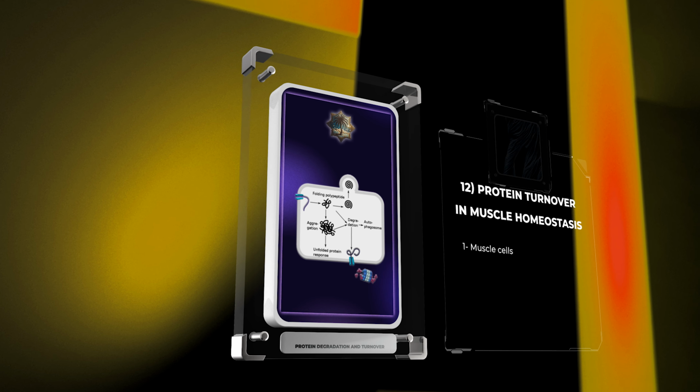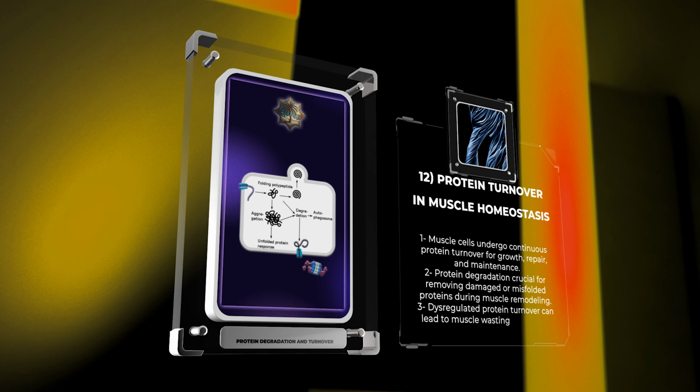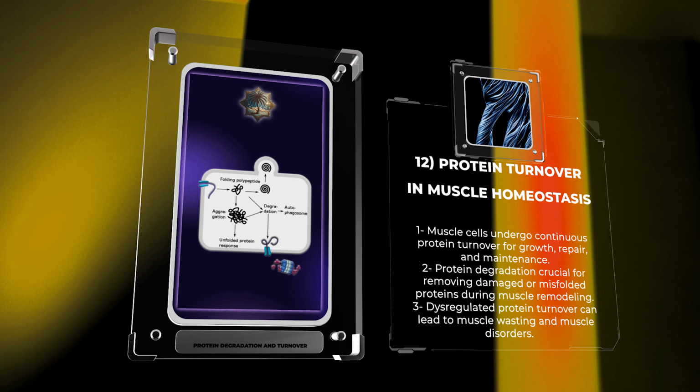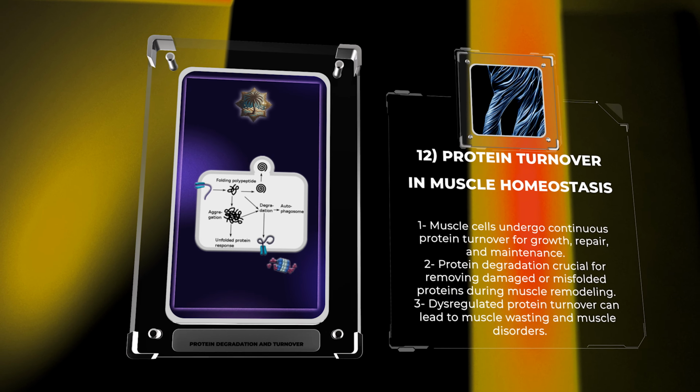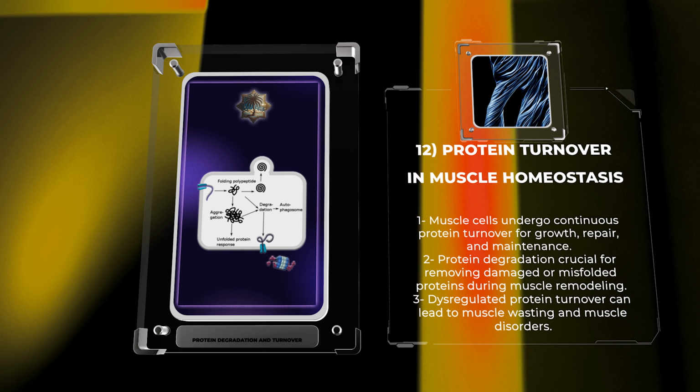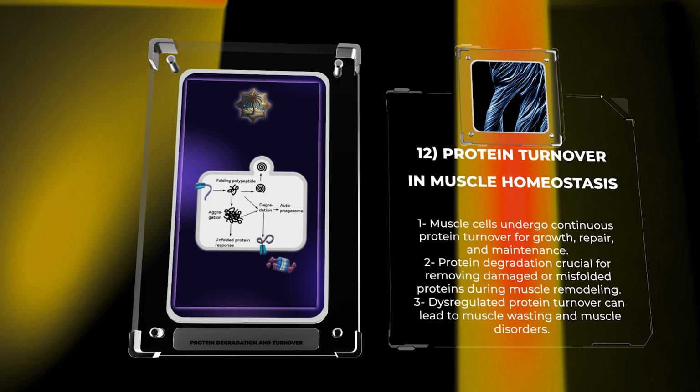Muscle cells undergo continuous protein turnover for growth, repair, and maintenance. Protein degradation is essential for removing damaged or misfolded proteins and eliminating cellular components during muscle remodeling. Dysregulated protein turnover can lead to muscle wasting and various muscle disorders.